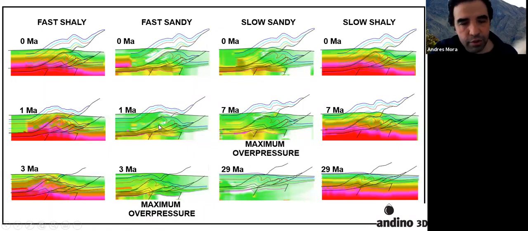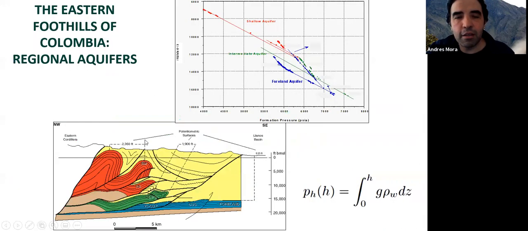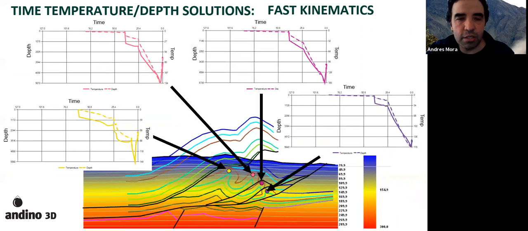But in the other case, if you have sandier lithologies and more fluid circulation in the system, then we would see that the erosional unloading is more important than the initial overpressure from the models. And we understand that when we see these time temperature plots.